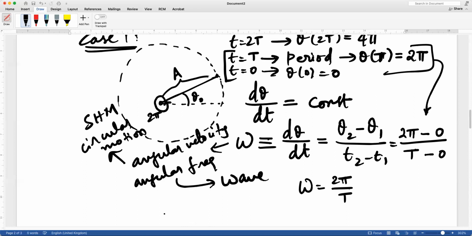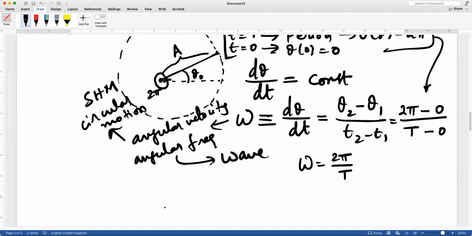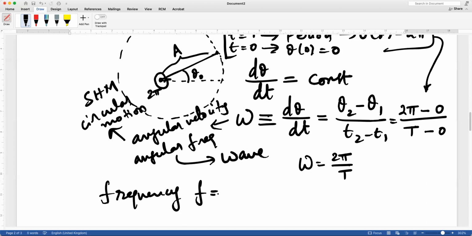And I think we have already discussed that there is a linear frequency called F. Frequency F is 1 over T. Remember that? If capital T is the time taken to complete one cycle, then how many cycles will be done in 1 second? That is what frequency is. Makes sense to you?